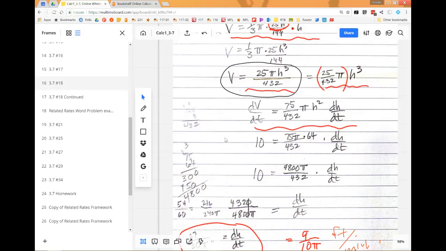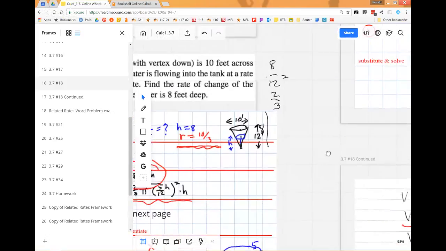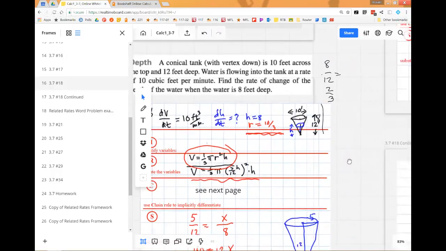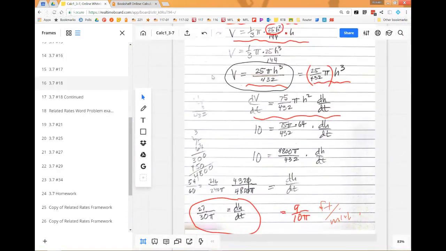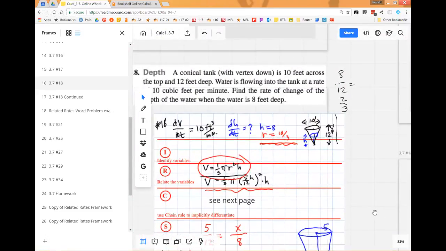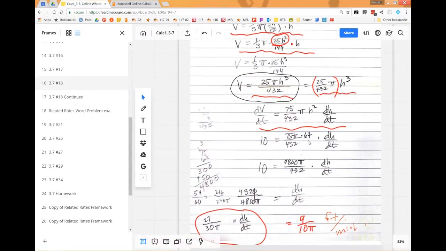So dV/dt, if we look back to the original problem, where were we? You see dV/dt was given to be 10, and r is 10/3. So I plugged in a 10 for dV/dt, and I guess we knew h too. And what was h? h is 8. Okay, so I plugged in an 8. 8 squared is 64. And we're trying to find dh/dt. Okay, so that's the only thing left.